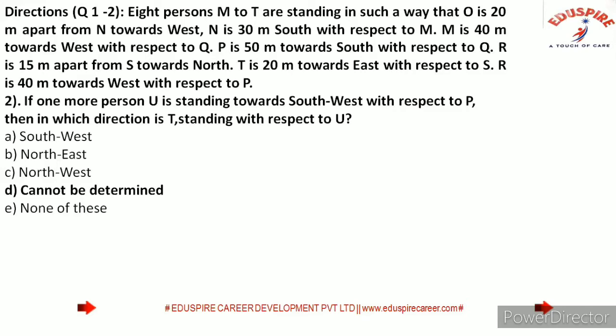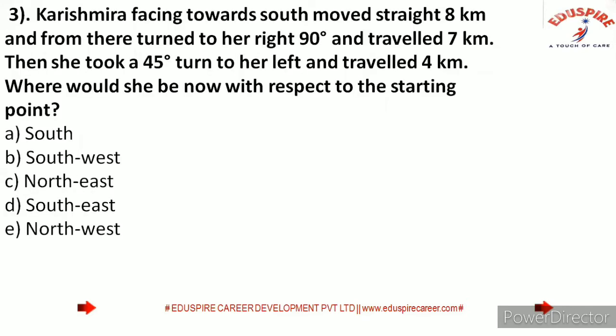Hope you have understood this. Next question. Karisma facing towards south moved straight 8 kilometers and from there turned to her right 90 degree and traveled 7 kilometers. Then she took a 45-degree turn to her left and traveled 4 kilometers. Where would she be now with respect to the starting point?